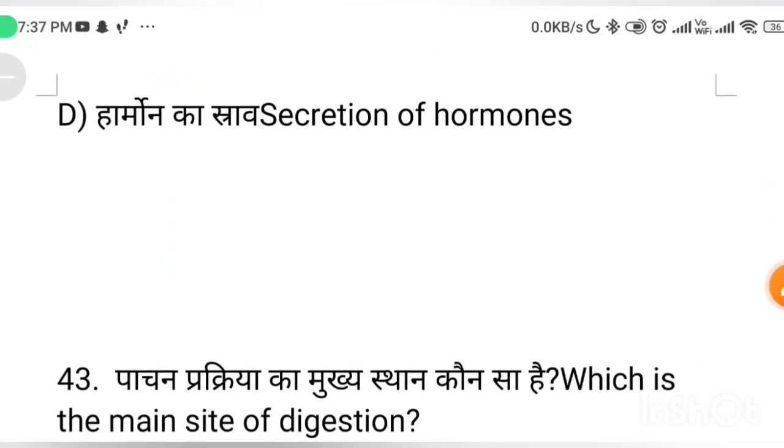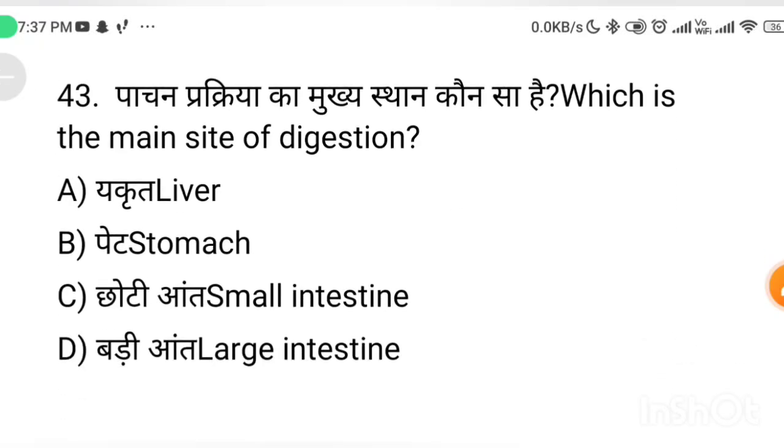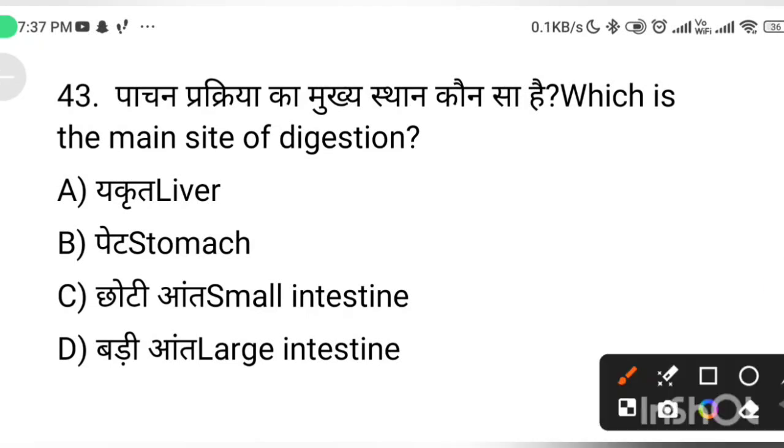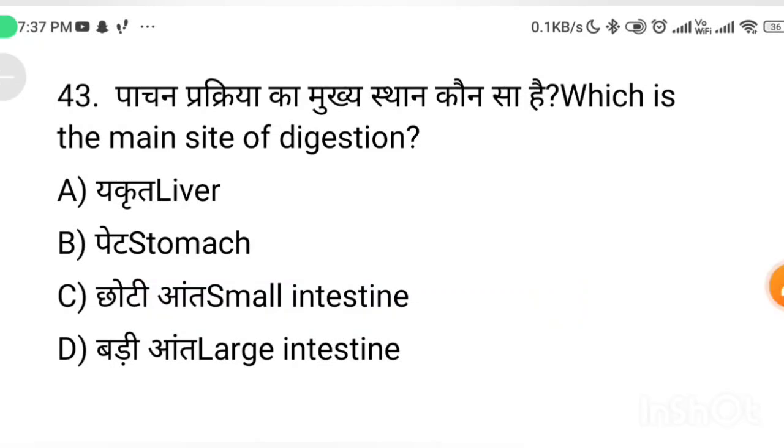Next question. Which is the main site of digestion? Option A, liver. Option B, stomach. Option C, small intestine. Option D, large intestine. Main site of digestion is small intestine. Option C is correct.